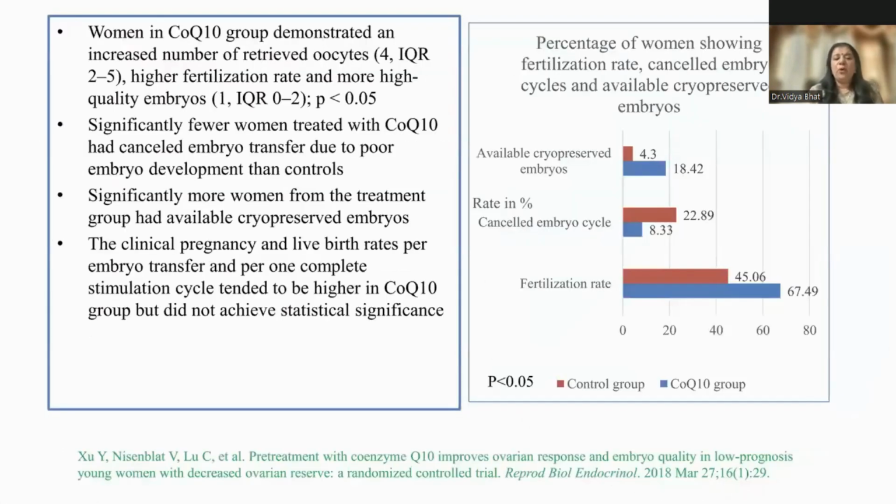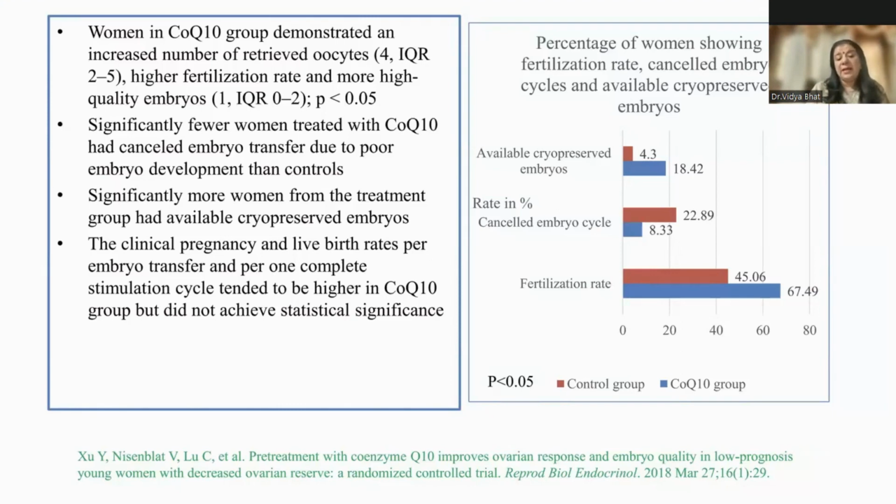So women with coenzyme Q had a better number of oocytes retrieved, and then the fertilization rates were better. Significantly fewer women treated with coenzyme Q had cancellation of the cycles. And significantly more women from this treatment group had embryos for cryopreservation also. That means the number of eggs retrieved were more, the embryos got were good, and after transferring the embryos, they had embryos for cryopreservation, giving them a chance in the next cycle to conceive.